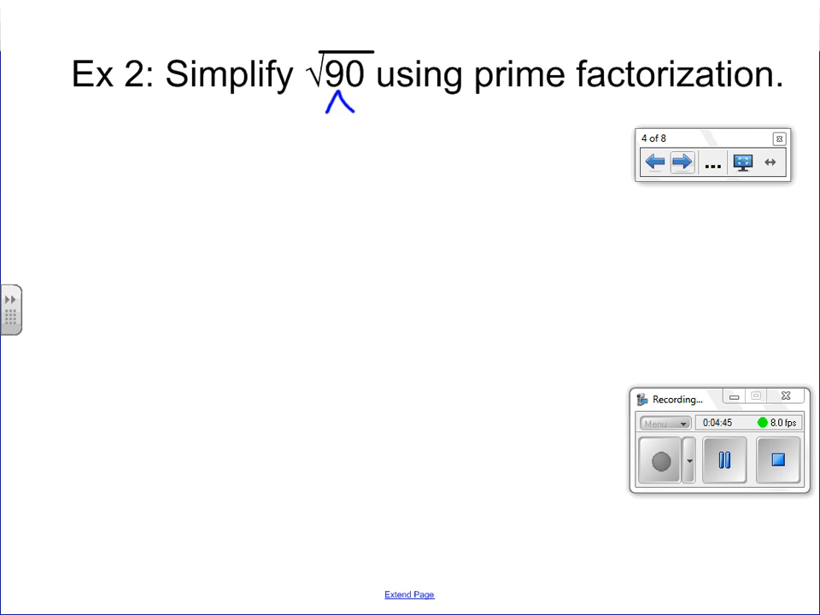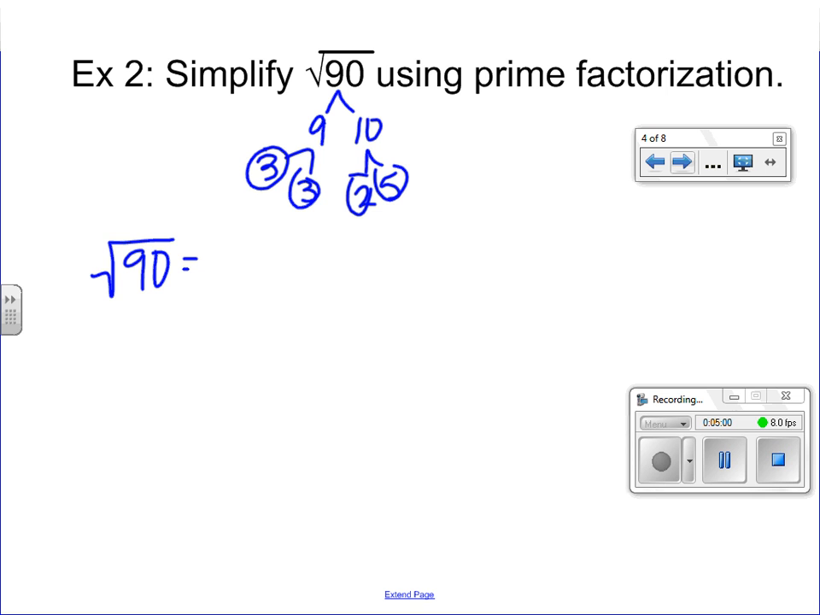So we're going to split 90 into what will go into it evenly. So we have 9 and 10. 9 splits into 3 and 3, which are prime. 10 splits into 2 and 5. So instead of saying radical 90, I can say that radical 90 is equal to radical 2 times 3 times 3 times 5. Now, just like before, we're going to do the exact same thing here.